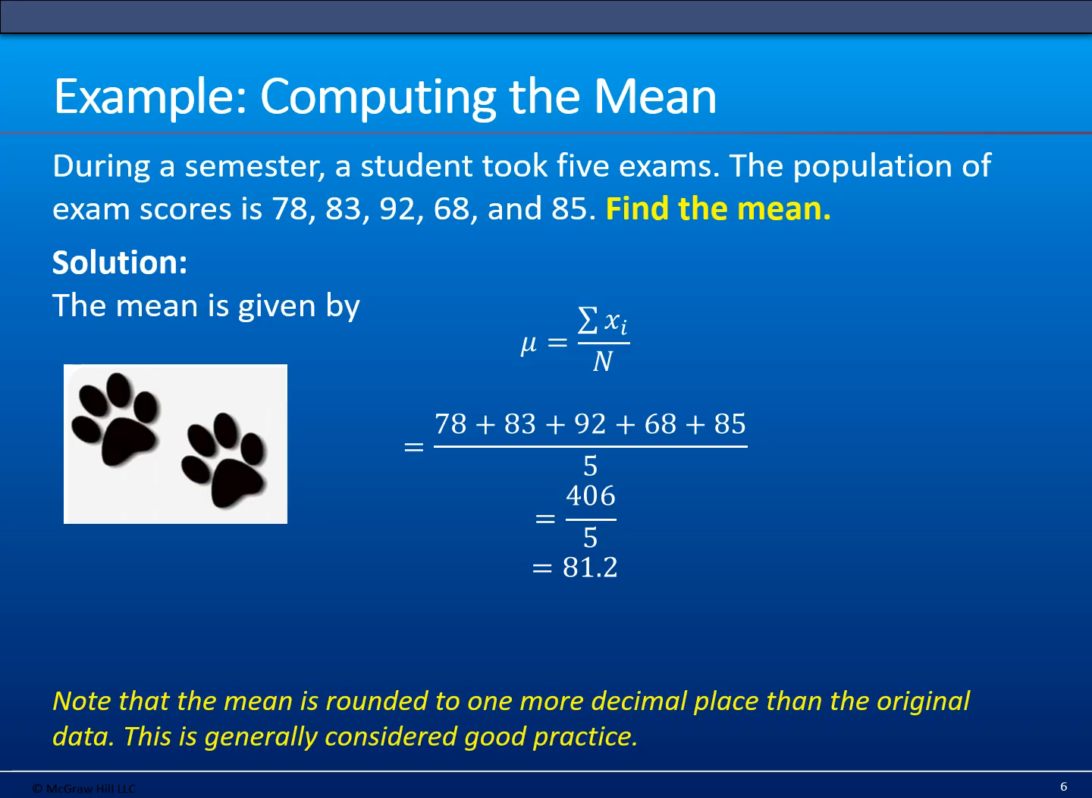Note that we rounded the mean to one more decimal place than the original data. This is generally considered a good practice whenever you're calculating information in statistics: whatever the number of decimal places in the data points, go to one more when you're calculating the mean.